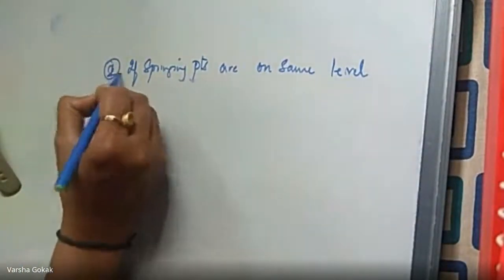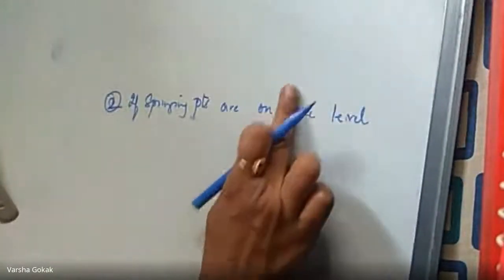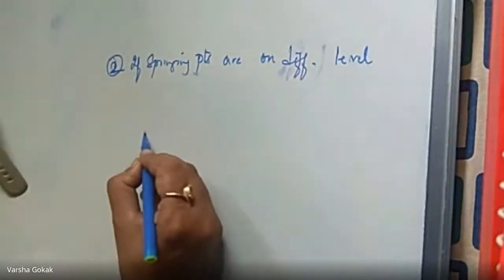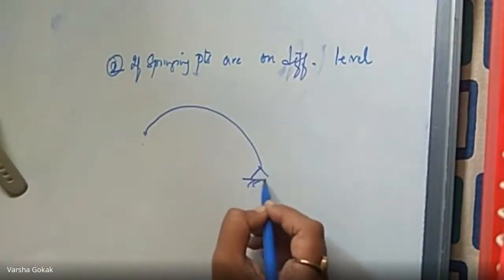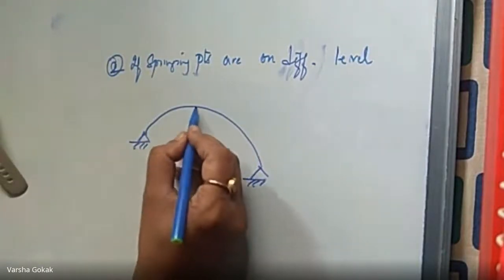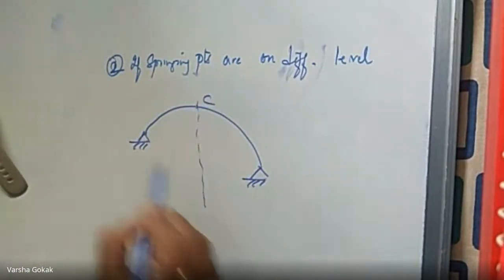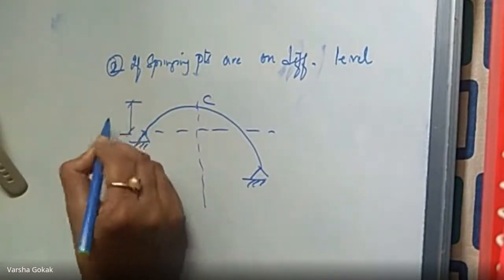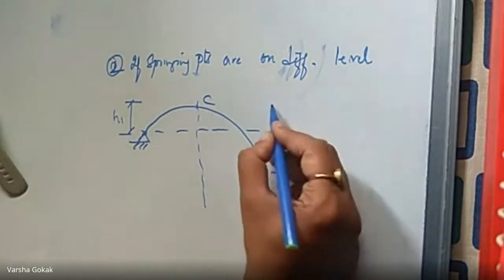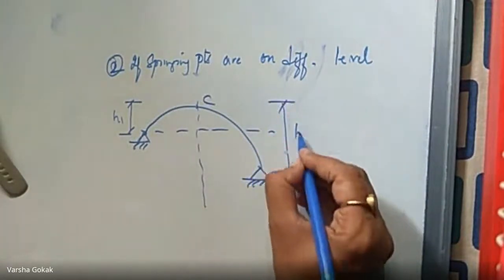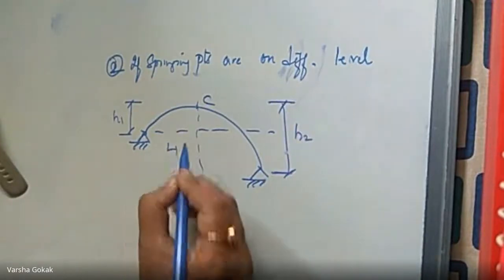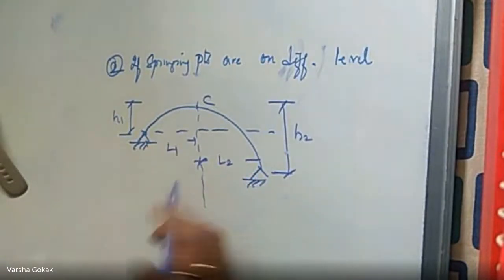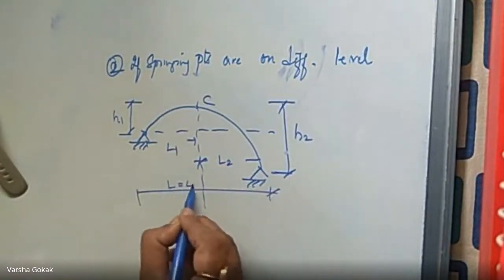Second case, if springing points are on different levels. Different levels means what? Like this. Here is one hinge. Here is one hinge. This is your crown. Like this. So from here to the crown, there is one height. I call that H1. From here to the crown, I have another height. I call it H2. This becomes L1 and this becomes L2. Okay, L1 and L2. Total is L only, which is L1 plus L2.